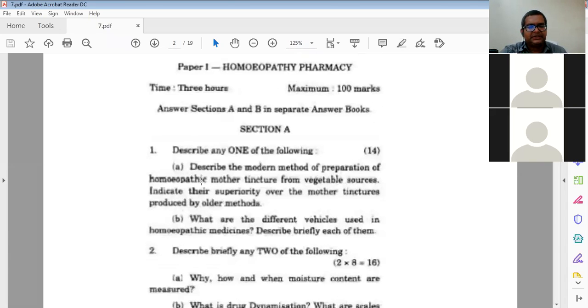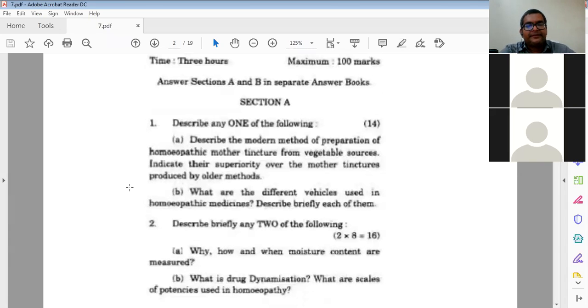Understood? Yes, sir. Okay. Next is: what are the different vehicles used in homeopathic medicines? Describe briefly each of them. Again, a very long question, but you have to just write a little about solid, semi-solid, and liquid. All the vehicles. Then question number 2.